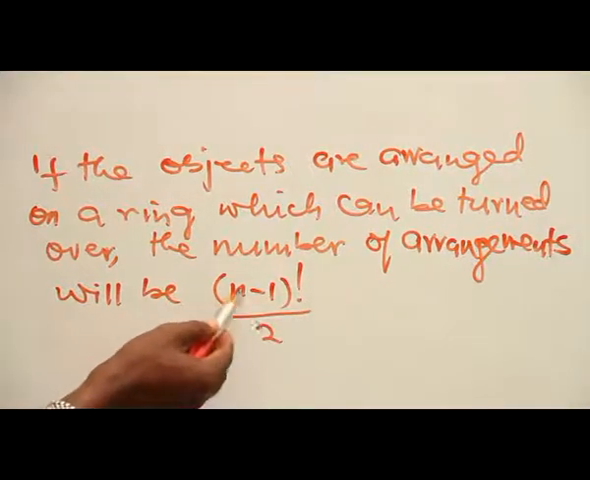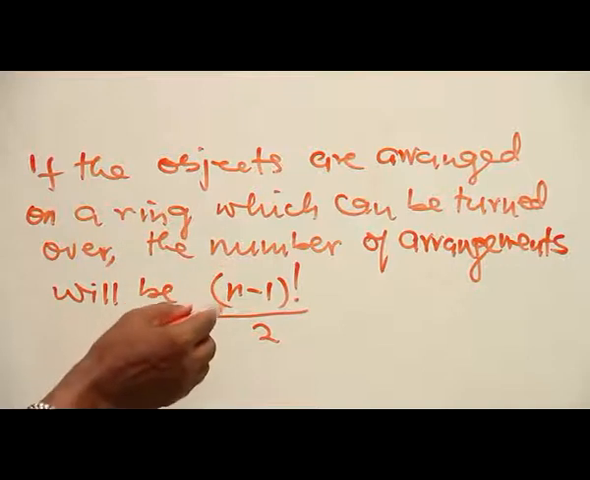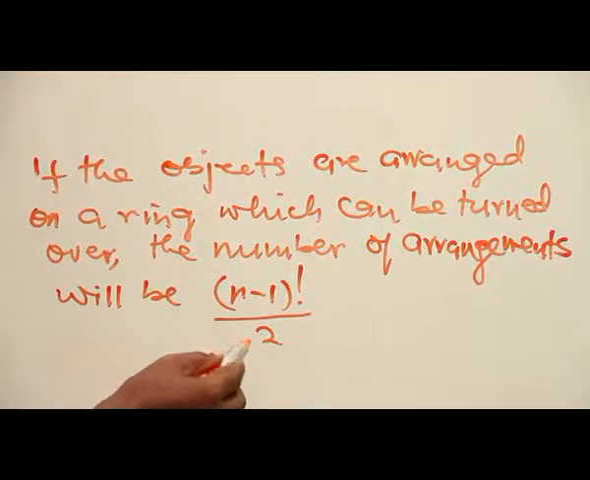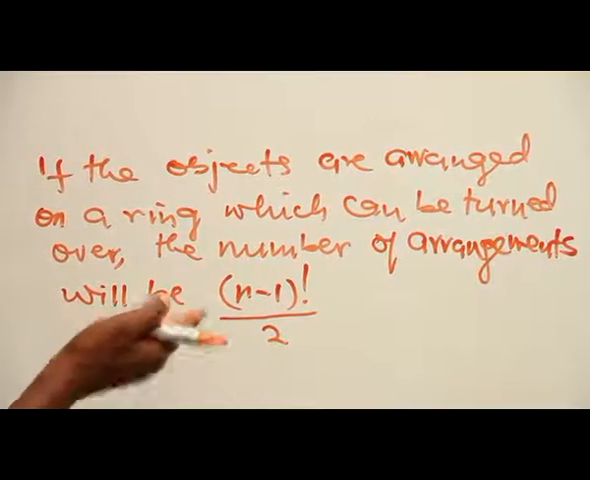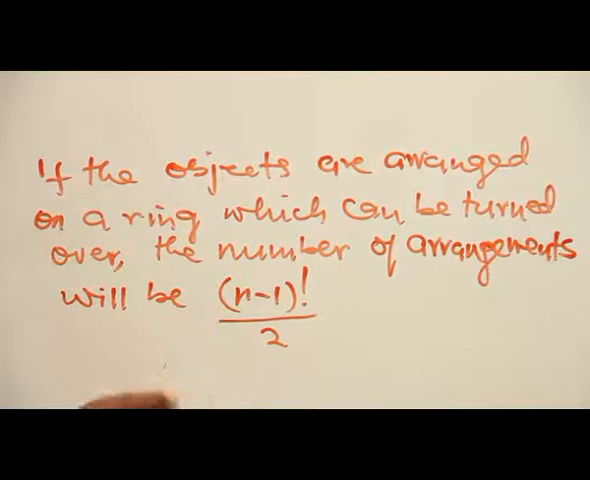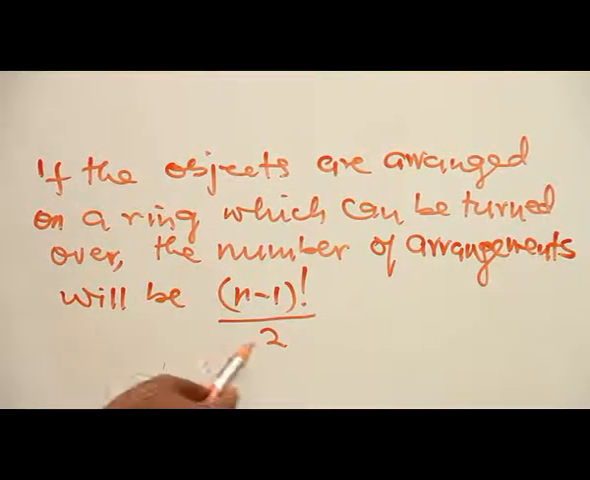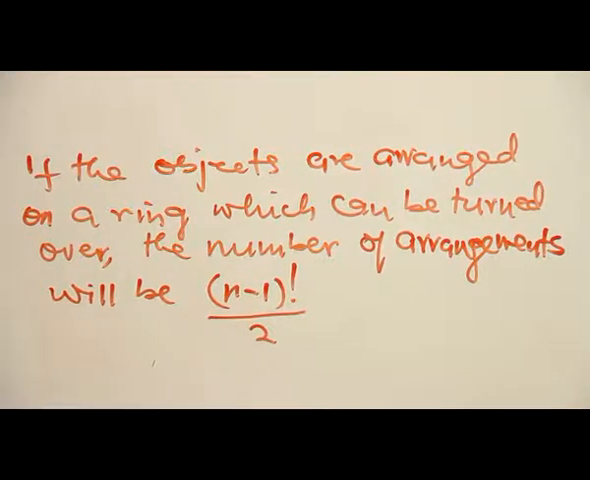arrangements will be (n minus 1) factorial divided by 2. Again, one position is fixed, but this time around we are dividing the result by 2, because if the ring is facing up, that is one arrangement, and when you turn it over, that is another arrangement. So we have to divide it by 2 to know the number of arrangements that is possible.